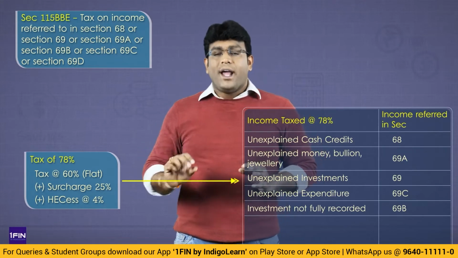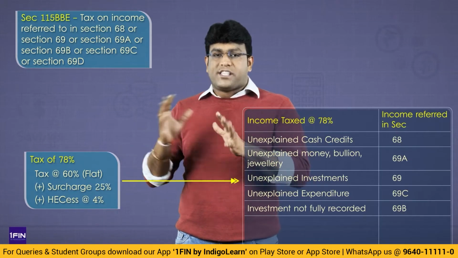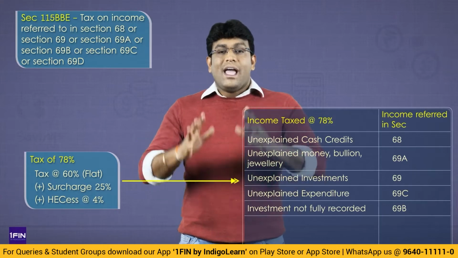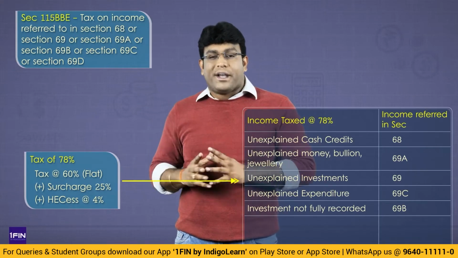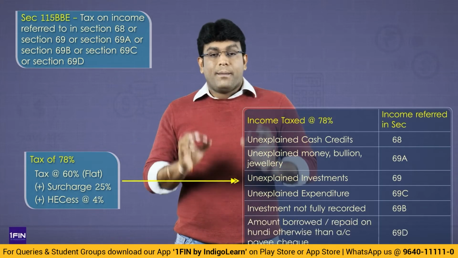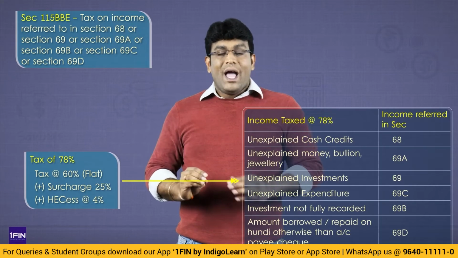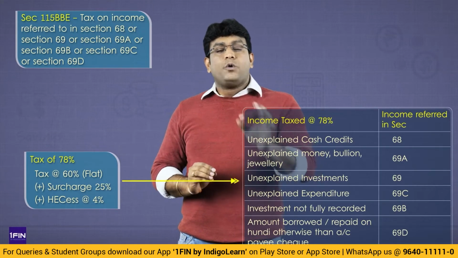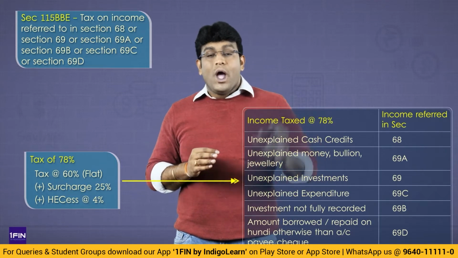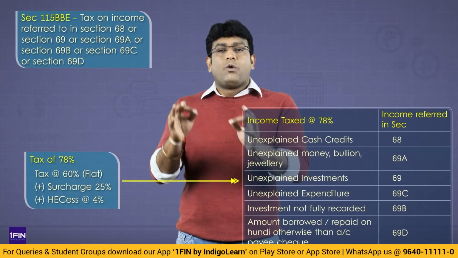And what are all covered here? Unexplained cash credit, unexplained money or bullion, etc. Unexplained investments, unexplained expenditures, investments not fully recorded. And the last point, amount borrowed or repaid on hundi otherwise than through account payee cheque. What is that language given? Amount borrowed or repaid on hundi otherwise than through account payee cheque.